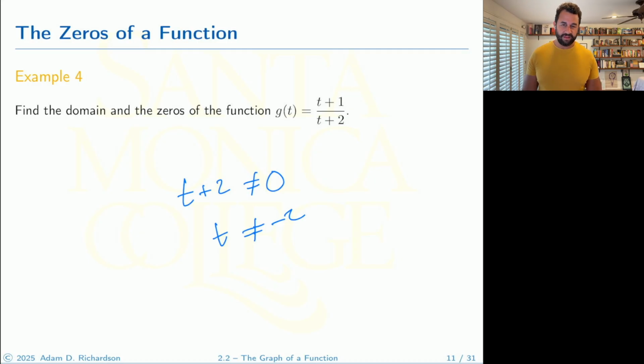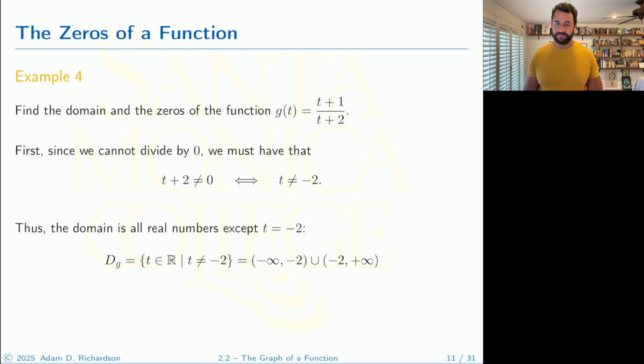So I think that might be it, though. I don't see any other numbers that are going to cause problems. So the domain is everything except -2. Here we go. Same process that we just did a second ago. We set the denominator equal to 0, found where it was equal to 0, and now we are cutting those numbers out. So the domain of G is all real numbers, t, such that t is not equal to -2.